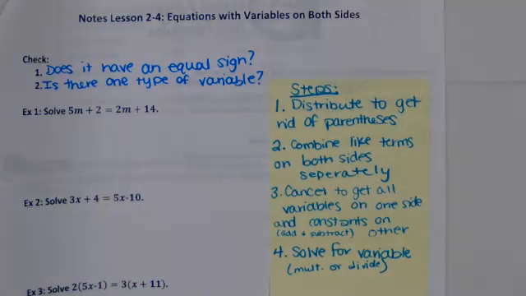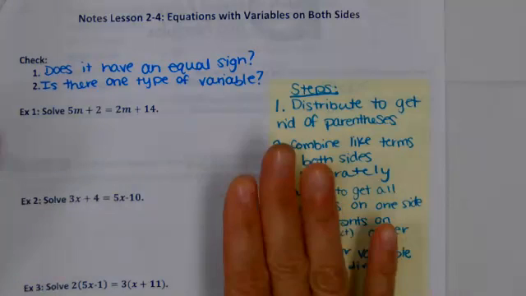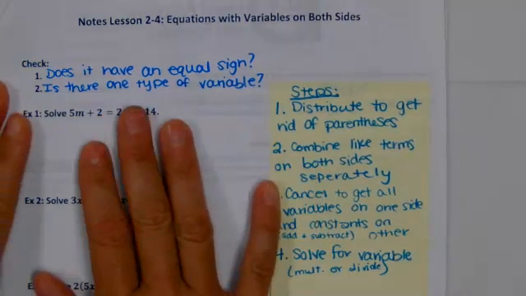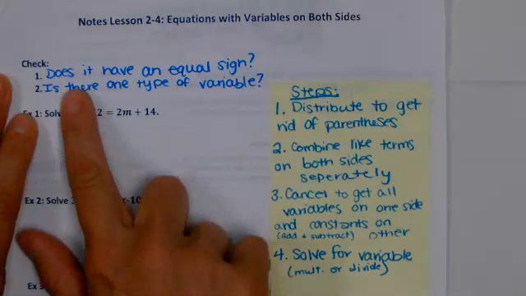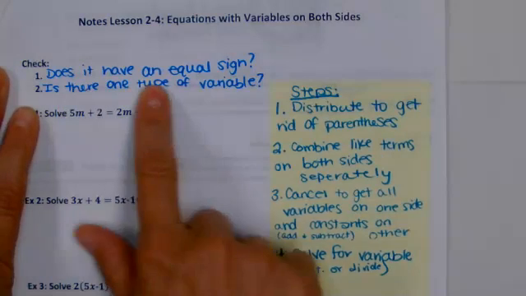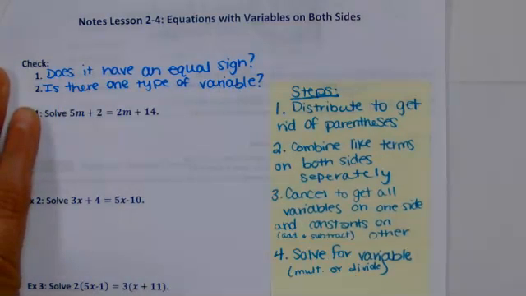So we're going to do a little basic lesson today and I'm going to give you the steps. All right, so first things first, you're going to use these steps if your equation, you want to check, does it have an equal sign? If it does not have an equal sign, you cannot solve in this way. No equal sign means you can only simplify or make this thing shorter.